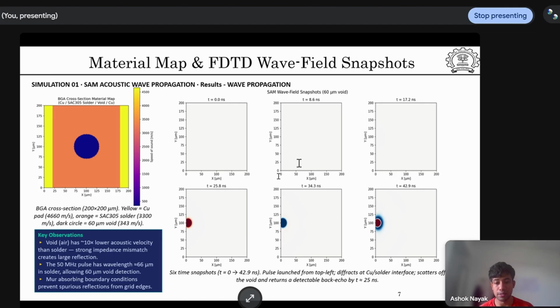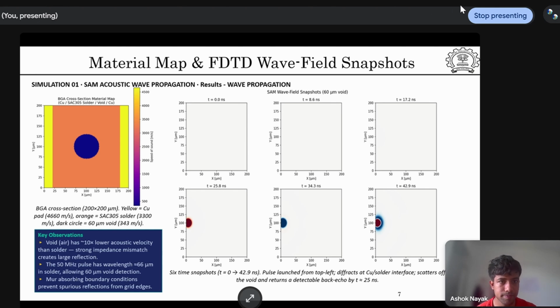At t equals 29 nanoseconds, you can clearly see the wave diffracting around the void boundary. By 33 nanoseconds, the scattered field is returning back towards the source. This energy is the A scan echo. Now, the remaining PPT will be taken up by my team.